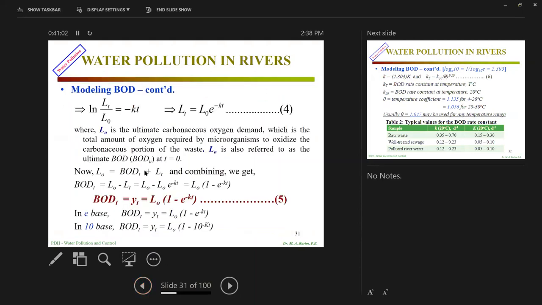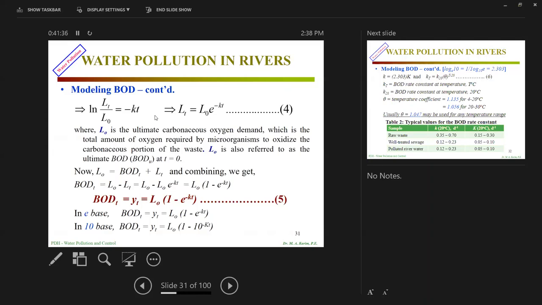I should have this graph here. So my L0 total is equal to BOD at any time, and this is the L_T, the remaining at any time. So the BOD would be L0 minus L_T. L_T, we already know this equation. If I put it in here, ultimately it becomes L0 into 1 minus e to the minus kt. So BOD at any time t is equal to L0, that means ultimate BOD, into 1 minus e to the minus kt. That's my equation, and it's the equation we can use to calculate anything if I know the other things.